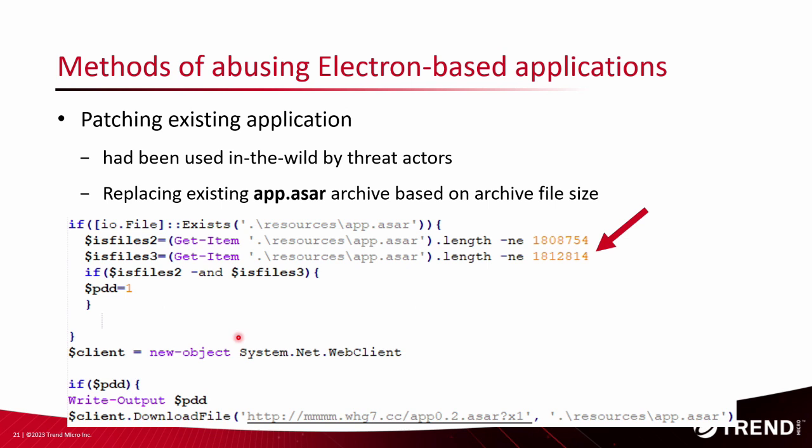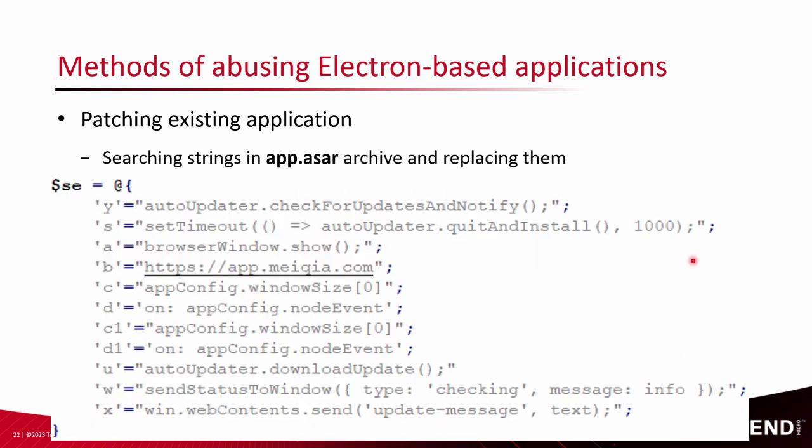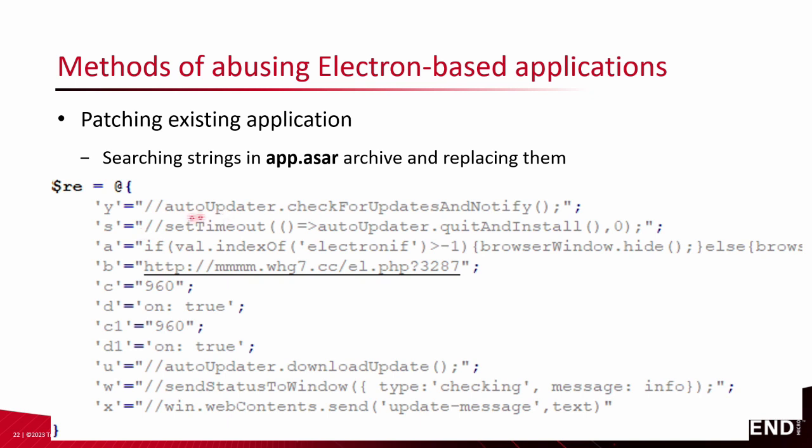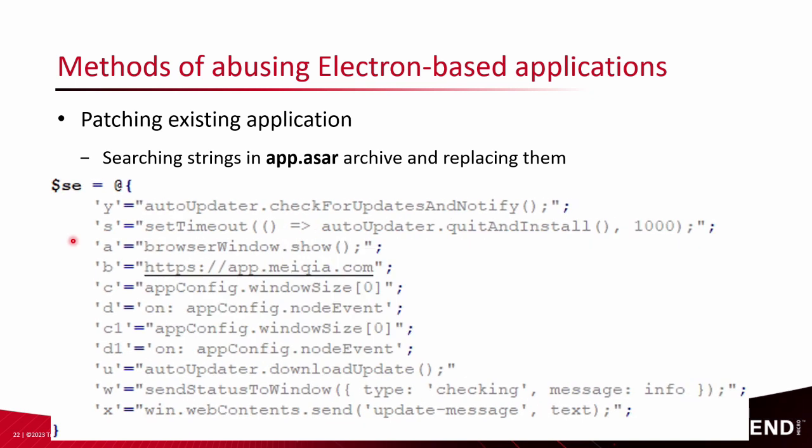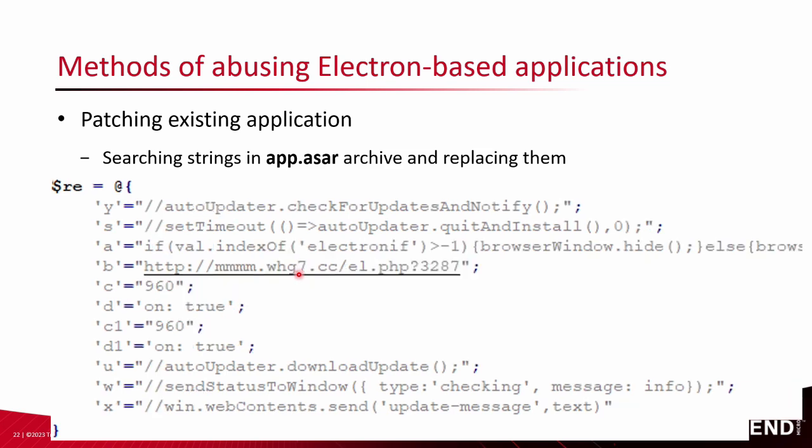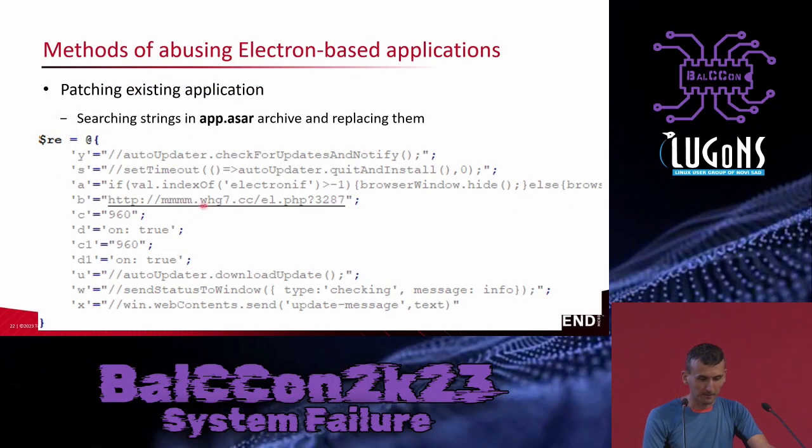If it doesn't match one of these predefined files, it sets this temporary variable, which later activates downloading a file from this suspicious URL address and replaces the app.asar archive in the resources directory. Or you have this patching script in PowerShell, and it searches for these strings and replaces them with other strings. So here you can see that, for example, the auto updater in the beginning of the application is disabled. Then here there is some URL address which gets replaced and changed to something kind of suspicious.